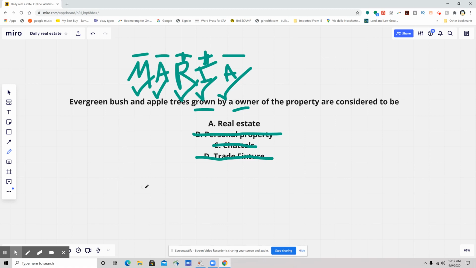So here we don't have that. We have an evergreen bush and an apple tree. Those are both parts of the real estate. As far as everything that you're given in this question, it's real estate.